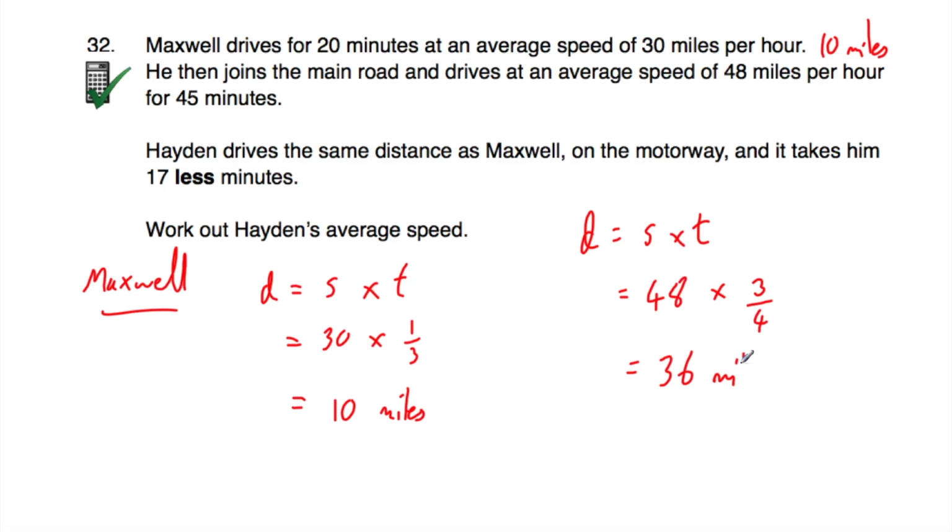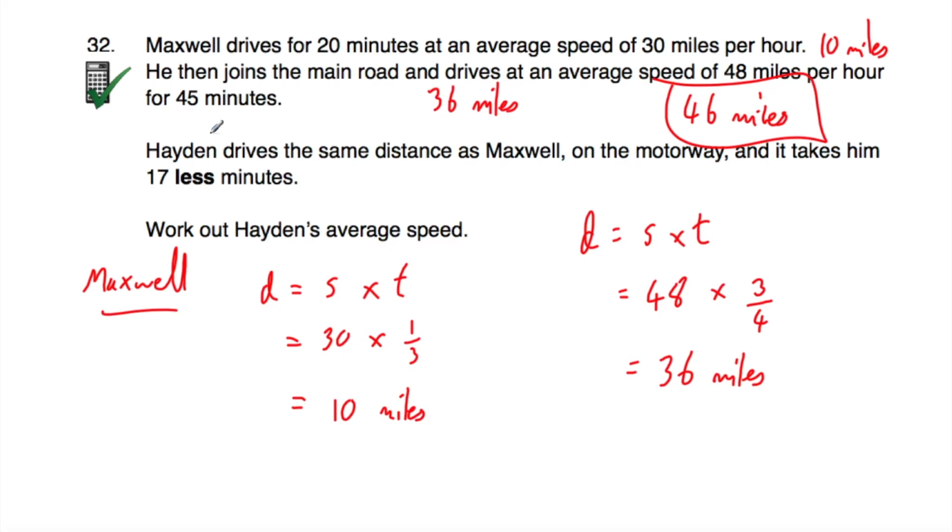So it's 36 miles. So that means that he travels 10 miles in the first part of the journey and 36 miles in the second part of the journey. So altogether, that'll be 46 miles. So that means that Maxwell travels a total distance of 46 miles. Okay, so we now have worked out how far Maxwell drives. He drives a distance of 46 miles.